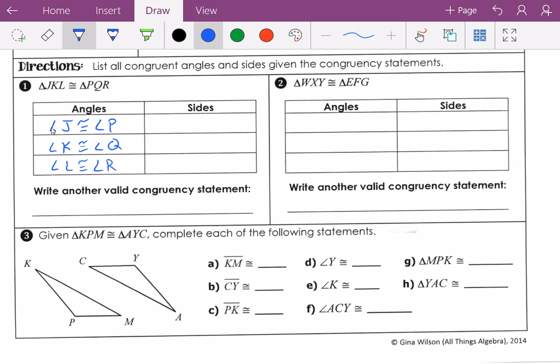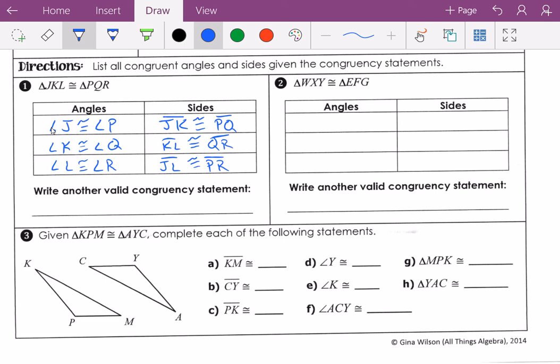Alright, and then when we're doing the sides, we just pick two letters, so we'll start with JK, that was the first and the second, so we're going to match with the first and the second again, PQ. We're going to do KL, second and the third, matches the second and the third, QR. And then lastly, we're going to do JL, and that would match with PR.